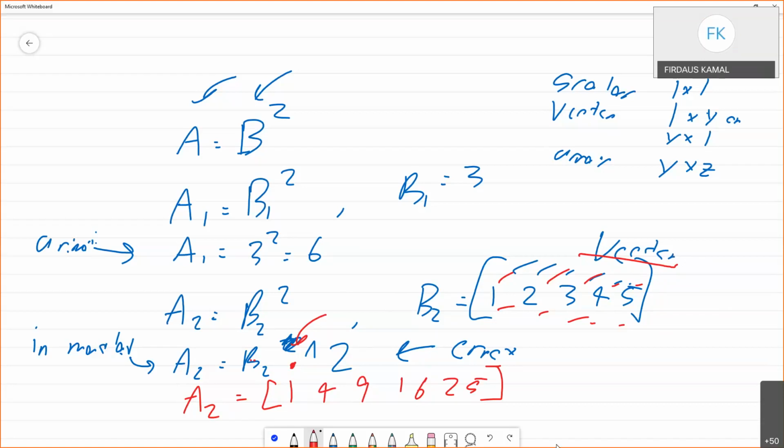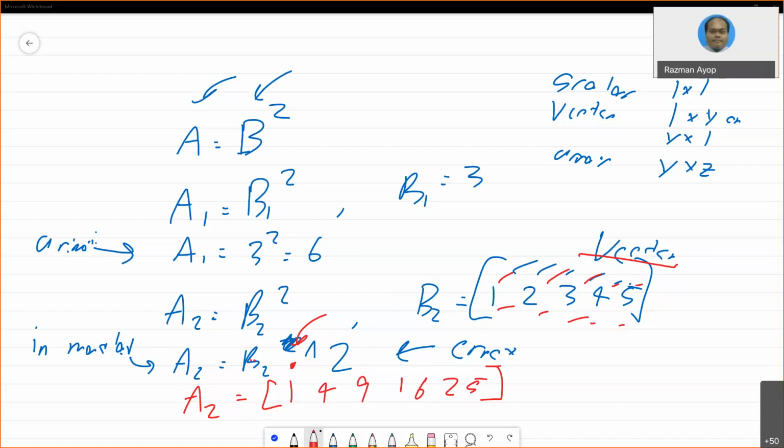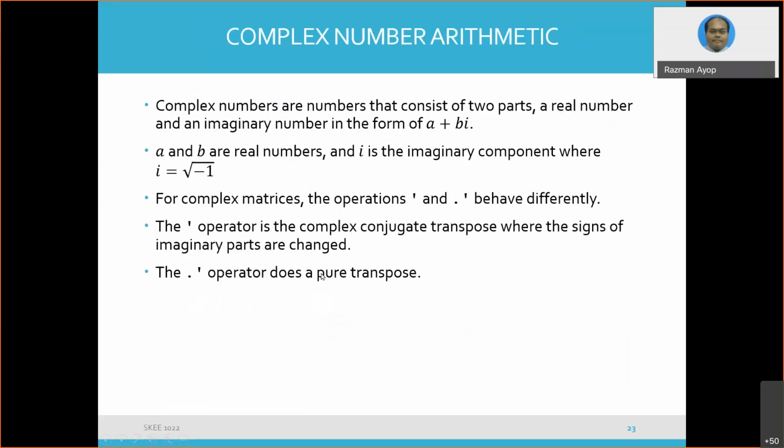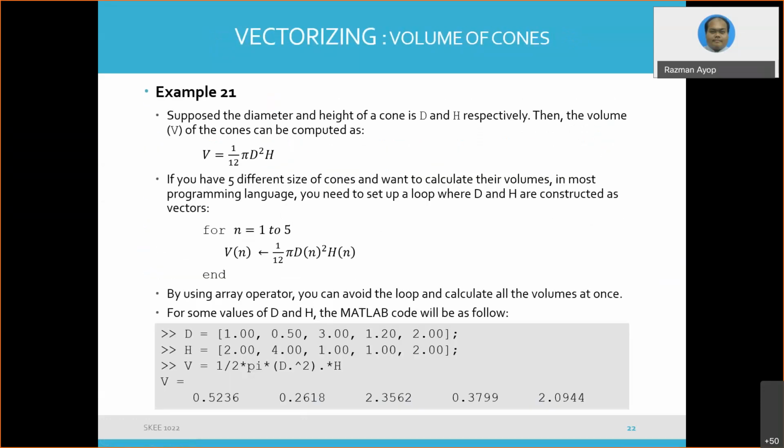Okay, we continue with the cone. So this is another example. You can see here, suppose that the diameter and height of the cone are d and h, respectively. The volume of the cone can be computed as shown here. This is a standard mathematical function. Volume is just 1/12 pi d squared times height. So this is how you determine the volume of a cone.